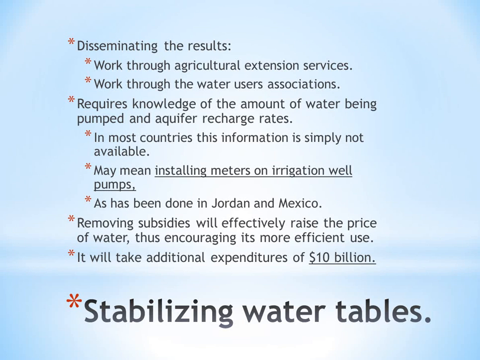Stabilizing water tables. Disseminating the results: work through agricultural extension services and through the water users associations. This requires knowledge of the amount of water being pumped and aquifer recharge rates. In most countries this information is simply not available. It may mean installing meters on irrigation well pumps, as has been done in Jordan and Mexico. Removing subsidies will effectively raise the price of water, thus encouraging its more efficient use. It will take additional expenditures of $10 billion.